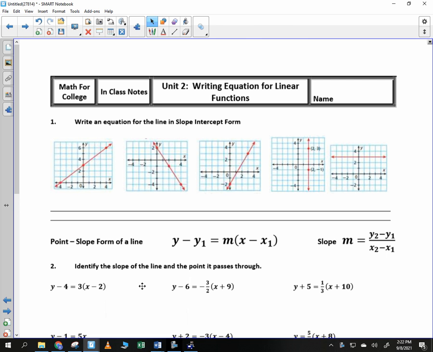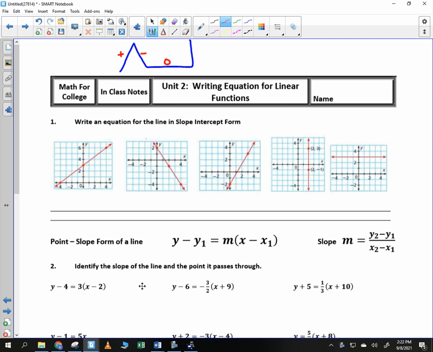Today, we are going to be writing equations for linear functions. I want you to draw a small little graph up here that looks like this. That little graphic helps us understand what kind of slope we have. You can have positive slope. You can have negative slope. You can also have slope that is 0.